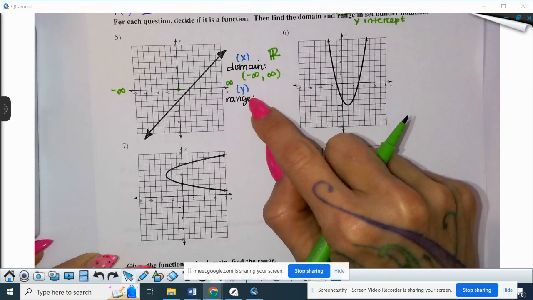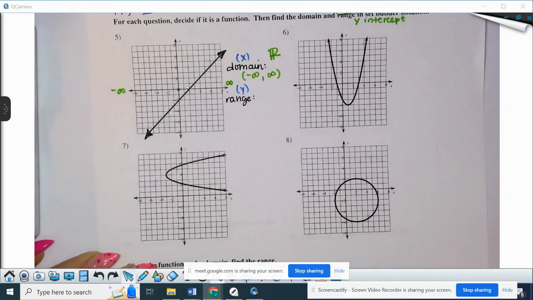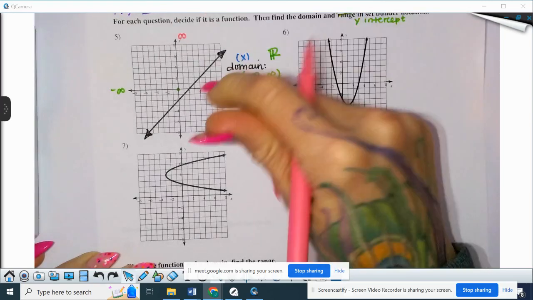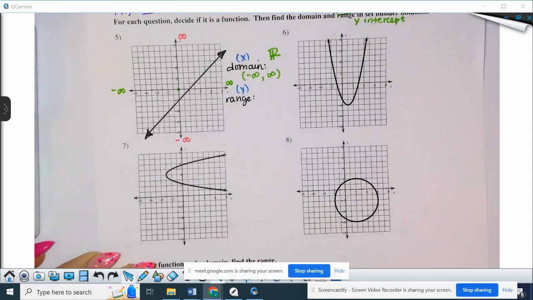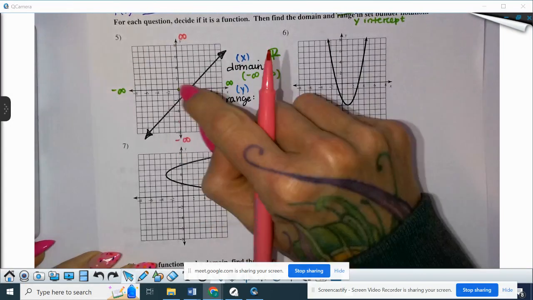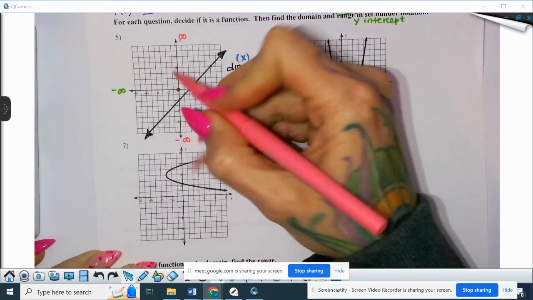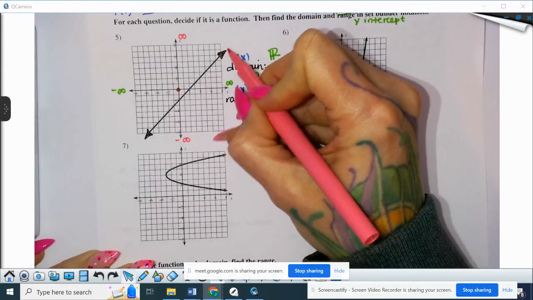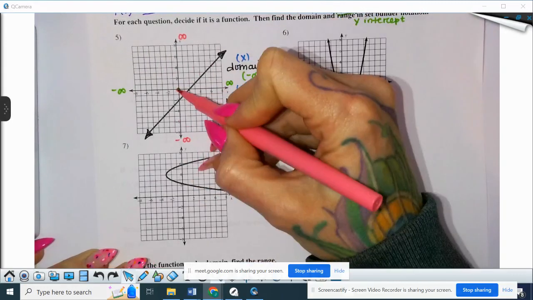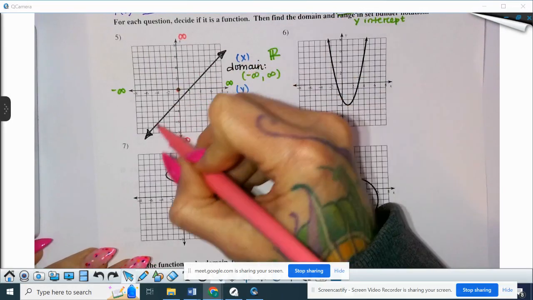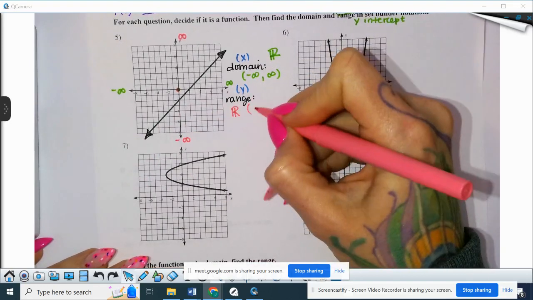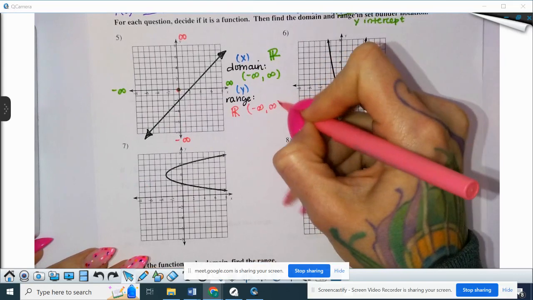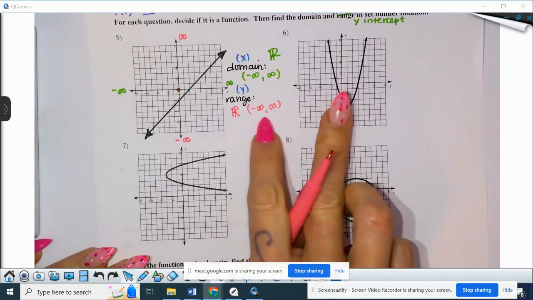So for range, we're looking up and down. We're trying to decide how far up it goes, which would be our positive infinity up here. We're looking just at our y-axis, and then our negative infinity down here. Again, you can think about going from the origin. As I look up, this graph is still going up, and as I look down, this graph is still going down. So it's going to be the same thing: all real numbers for range, negative infinity to positive infinity. This is writing the same thing, just in 2 different notations.